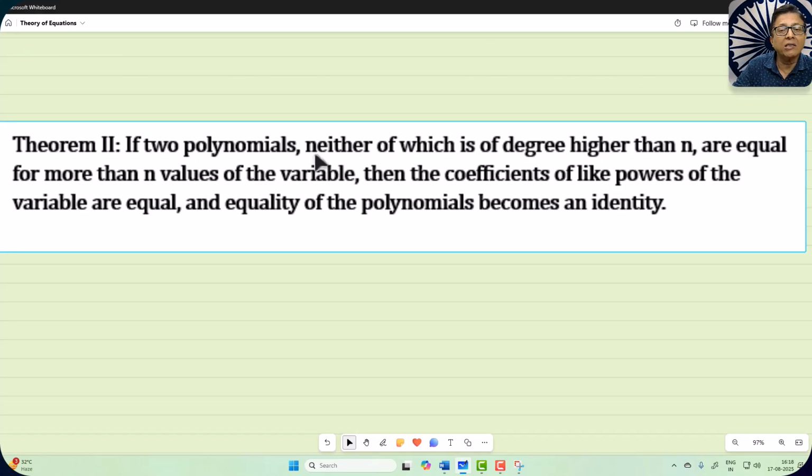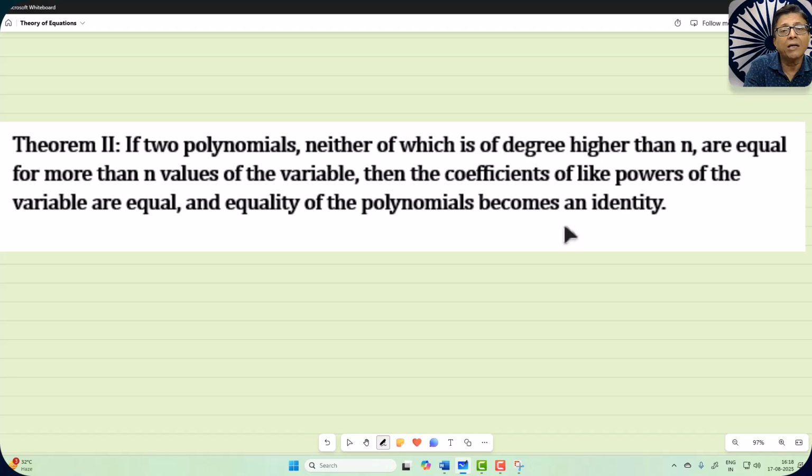Theorem 2: if two polynomials, neither of which is of degree higher than n, are equal for more than n values of the variable, then the coefficients of like powers of the variable are equal, and the equality of the polynomials becomes an identity. I forgot to tell you what an identity is and what the difference between an equation and an identity is. I think it was already stated to you by the teachers of the secondary section what an identity is.